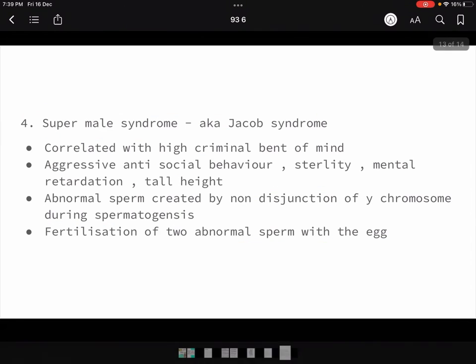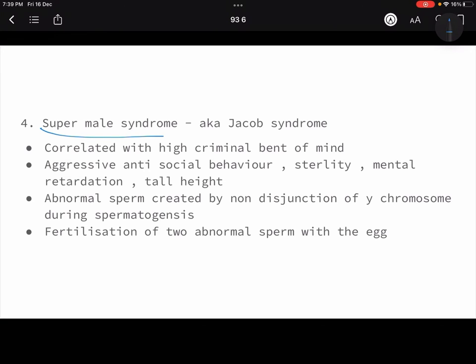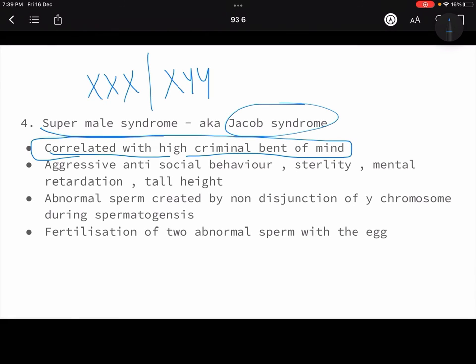Now comes super male. In super female it was XXX, so in super male it would be XYY, because XY is normal. You understand, it is also known as Jacob syndrome, and this super male syndrome has been correlated with high criminal bent of mind. Now this is something very intriguing and very interesting, because mostly when this kind of problem, super male syndrome, was studied by the people, they saw that many a times the super males had a slightly higher criminal bent of mind.